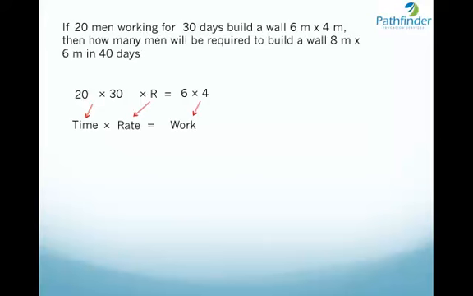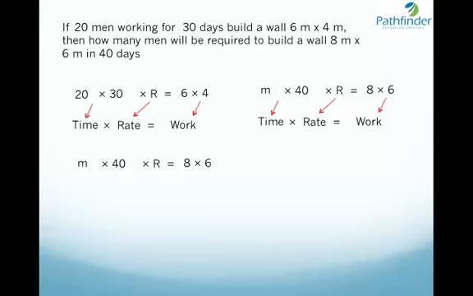Similarly, we write down the work equivalence equation for the second case. In the second case, the number of men is not known to us, so we assume that to be m, multiplied by 40 days. So m into 40 is the time or the number of man days multiplied by the rate of work is equal to 8 into 6. And you can again see the work equivalence working there. So all you need to do now is just divide the second equation by the first equation. If you divide the second equation by the first equation, m into 40 into r is equal to 8 into 6, divided by 20 into 30 into r is equal to 6 into 4.